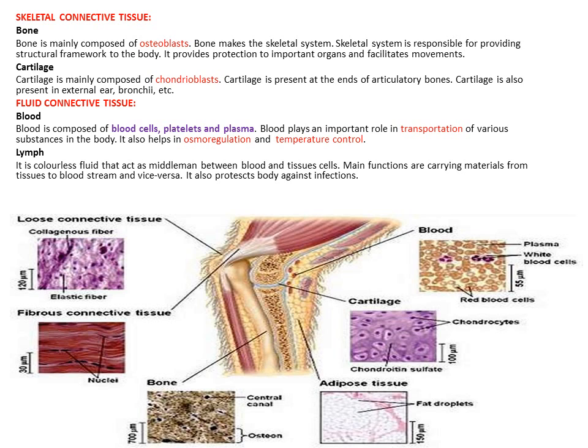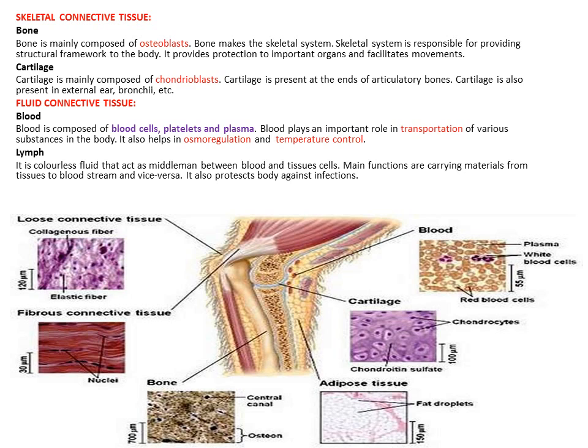The matrix of the bone is composed of 30% organic material, chiefly collagen fibers and glycoprotein, and 70% inorganic bone salts, which contain mainly phosphates and carbonates of calcium and magnesium. These inorganic salts are responsible for the hardness of bone. So bones help in movement, support the soft body parts, and also protect many delicate tissues and organs. So these are the two types of skeletal connective tissue.